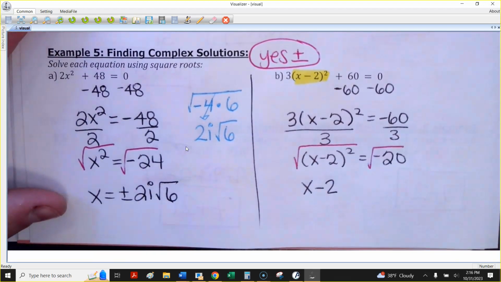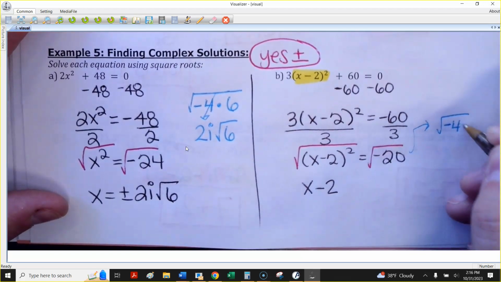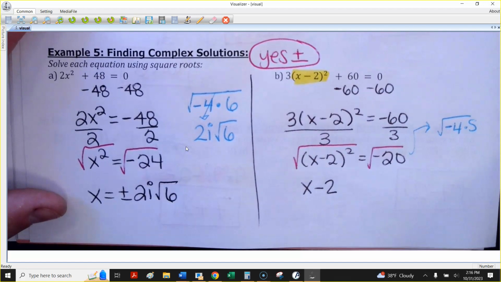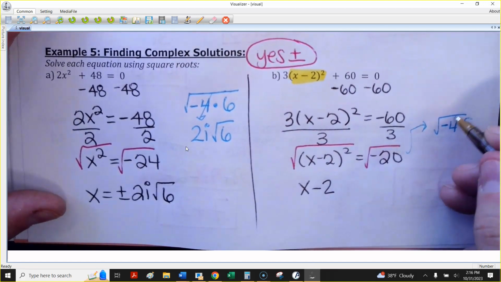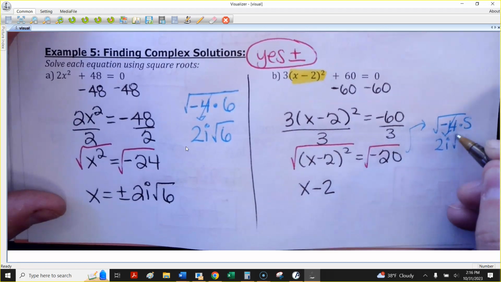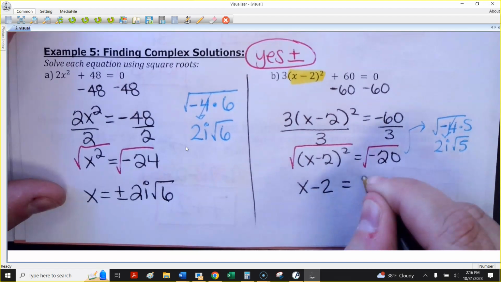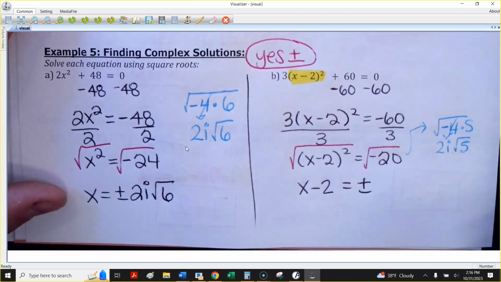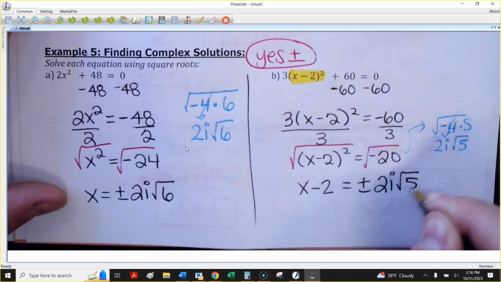And then I'm just going to break down the 20 over here to the side real quick. 20, biggest perfect square that goes into 20 is just 4. If I'm trying to break down negative 20, I'll just write that as negative 4. So this would be 2i square root of 5. All right, so I introduced that square root to help me solve it, so I have to have the plus minus, because there's two answers here. This would be 2i radical 5.